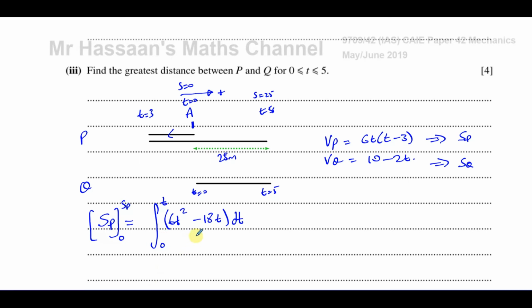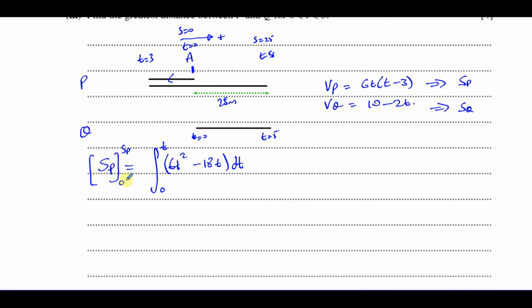All right, so now I need to integrate this expression. If I put s_P and 0 in here, it will be s_P straight away. When I integrate this, as we did in the last question, add 1 to the power and divide by the new power, so 6t cubed over 3, which is 2t cubed, minus 18t squared over 2, which is 9t squared. We have our limits of t and 0, so s_P is equal to 2t cubed minus 9t squared minus 0. So that's an expression for the displacement of P.